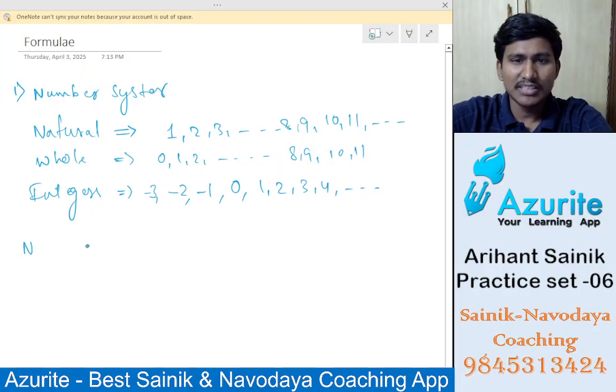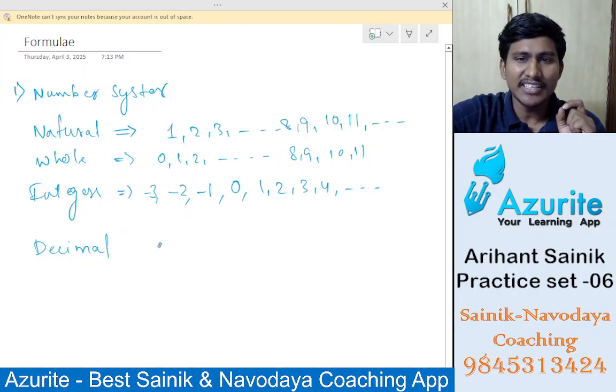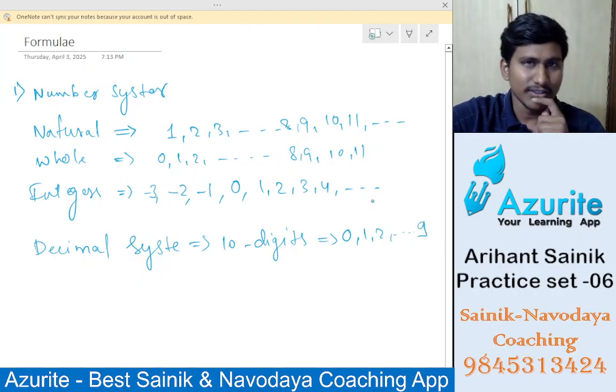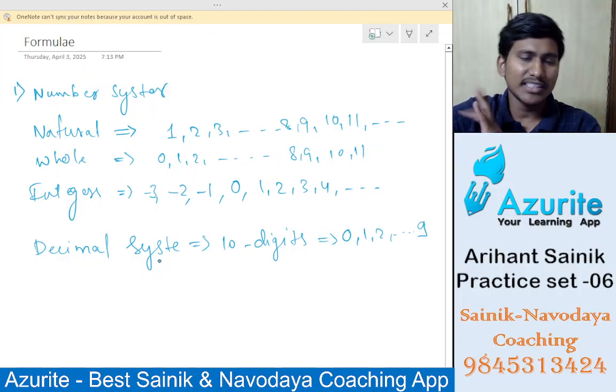What is number system? In that, the decimal system, right? Decimal system means what? In the decimal there will be how many digits? That is 10 digits. Which are the 10 digits? From 0 to 9, right? 1, 2, 3, like that till 9 are 10 digits, because 0 is one of the digits, isn't it? So that is the decimal system.